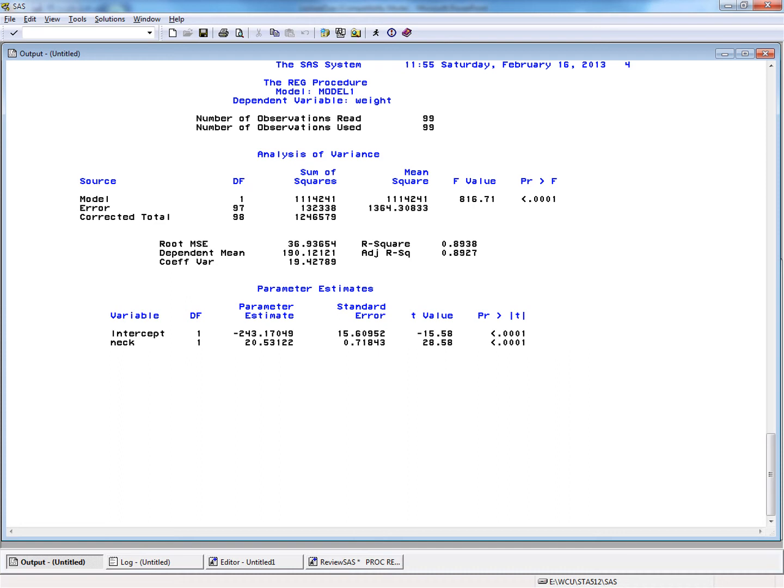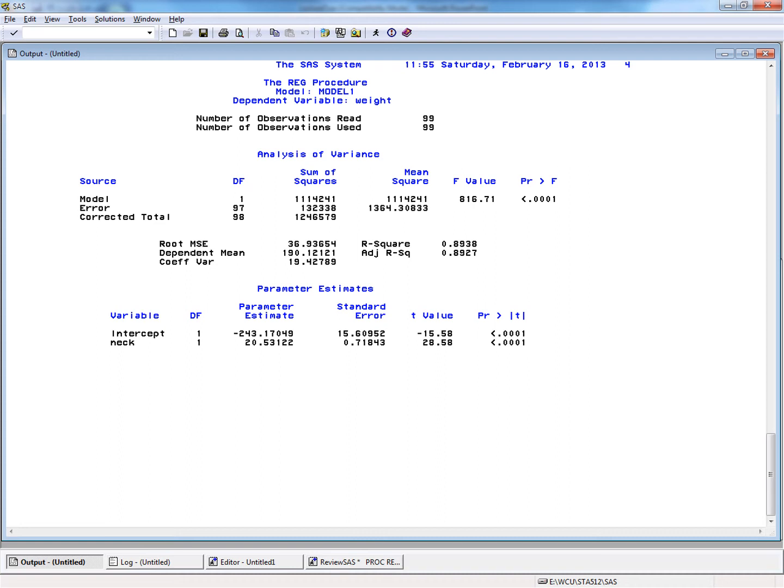Also, we could look at some of that other stuff, in particular the R squared. So the R squared is 0.8938. So that means that 89% of the variability in a bear's weight is explained by its neck girth.